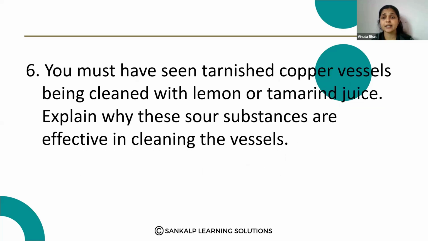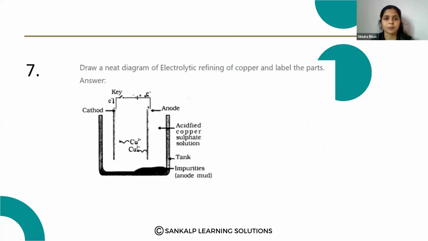You must have seen tarnished copper vessels being cleaned with lemon and tamarind juice. Explain why these substances are effective in cleaning the vessel. This question we have already discussed, so there is no need to discuss this answer.